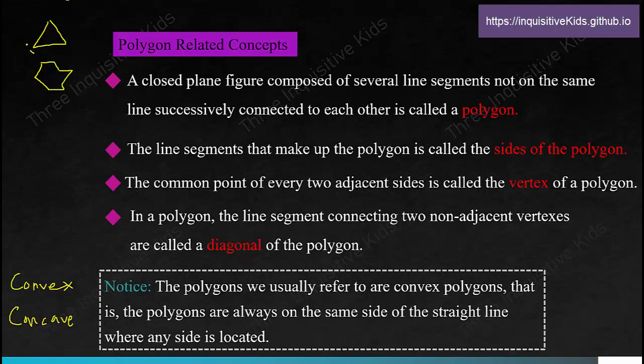Okay, so this first one would be a convex polygon. But the second one right here would be called concave. Do you see how one of the vertices, instead of jutting out, juts inward into the shape? It caves in. That means it would be a concave polygon.